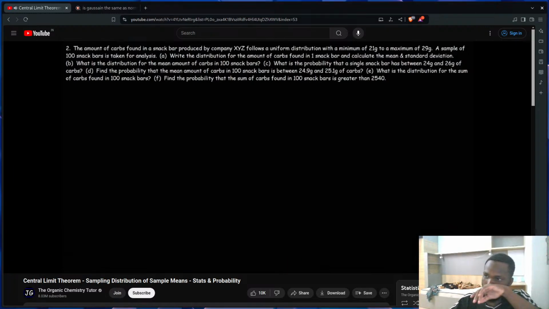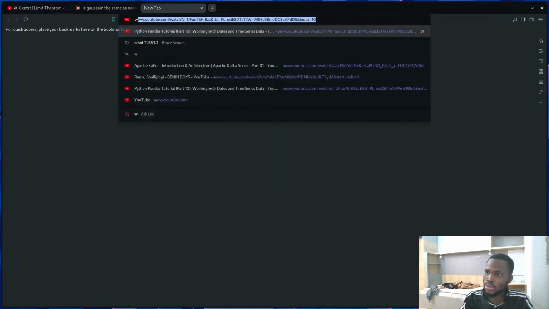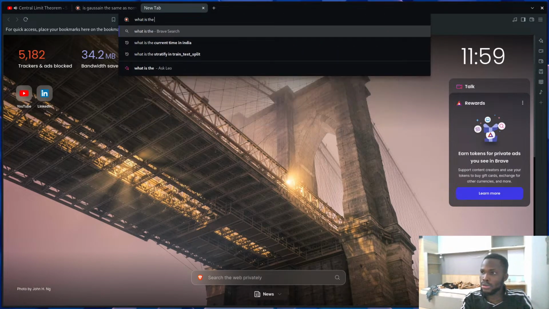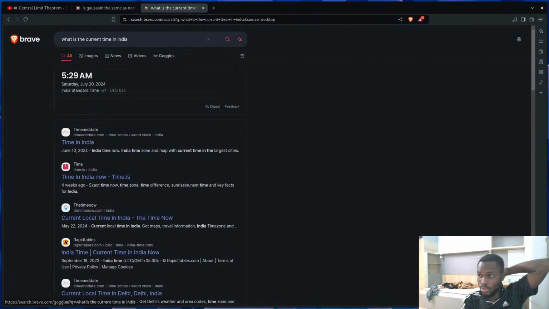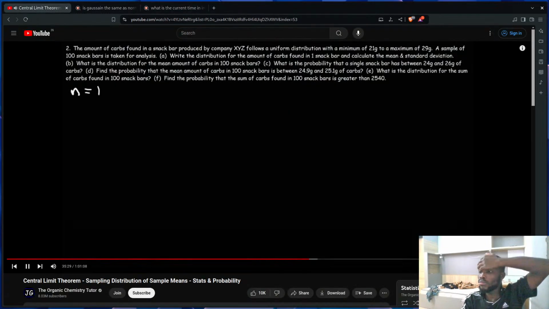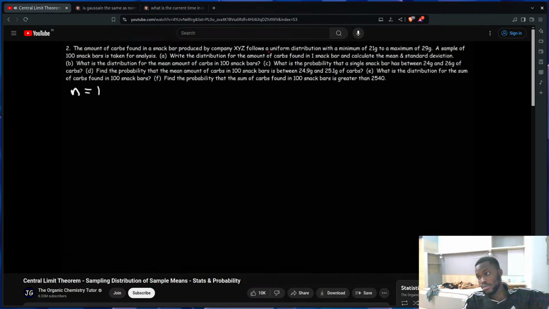Part A. Write the distribution for the amount of carbs found in one snack bar and calculate the mean and standard deviation. So here's a question for you. For part A, are we dealing with a population distribution or a sampling distribution? Well, we're dealing with one snack bar, so we're not dealing with a sampling distribution yet. We're dealing with a population distribution. Now, the shape of that population distribution is a uniform distribution.